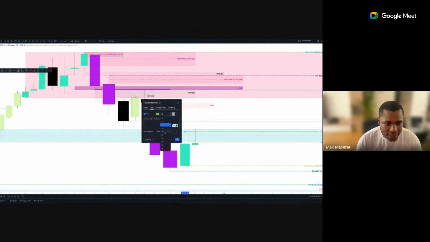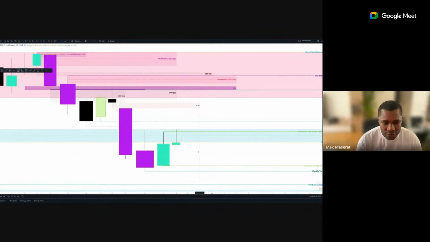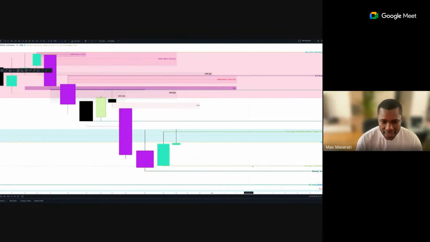And then what did we see? Price came exactly on top of here. This was our prediction for today, based on the MMM bias. So this would have been your target for today. And then this is the low.